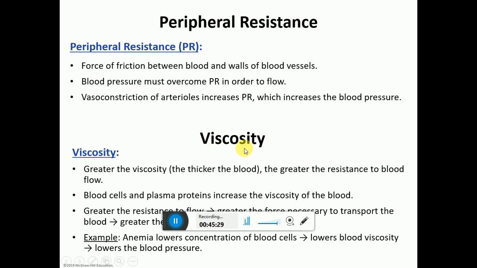Viscosity really talks about the thickness of blood. Okay, so let's say somebody is dehydrated, and that is going to lead to increased viscosity of the blood. That increases the resistance to the blood flow. That is going to increase blood pressure as well. Okay, another example would be anemia. So anemic patients have thinner blood. Okay, so there's a lower concentration of your RBCs and lower blood viscosity, which is going to lower the blood pressure.